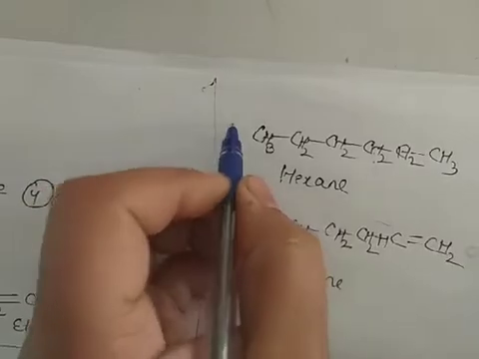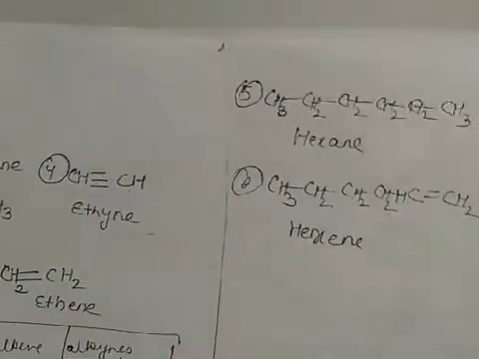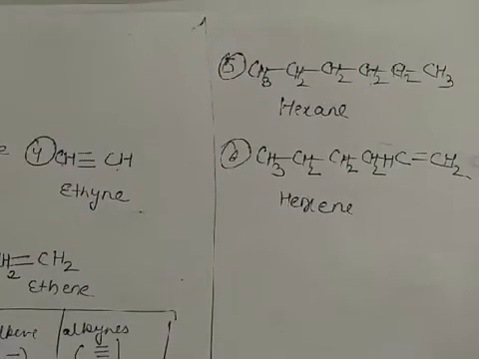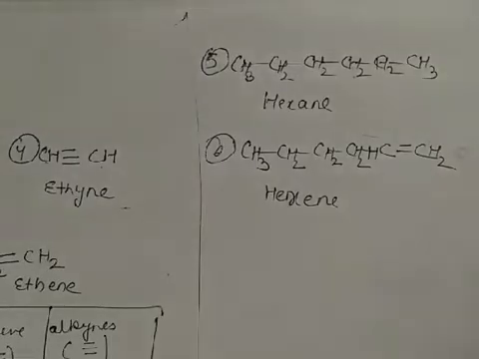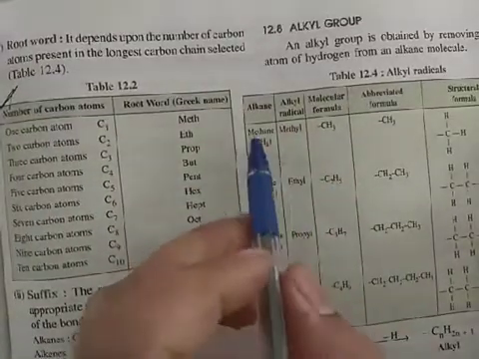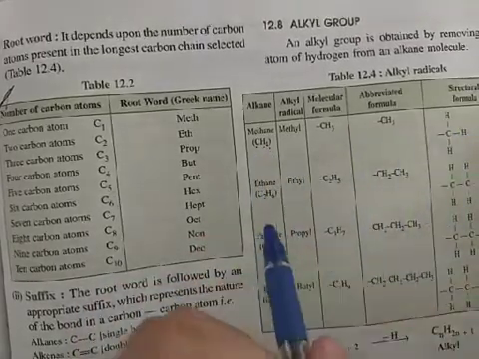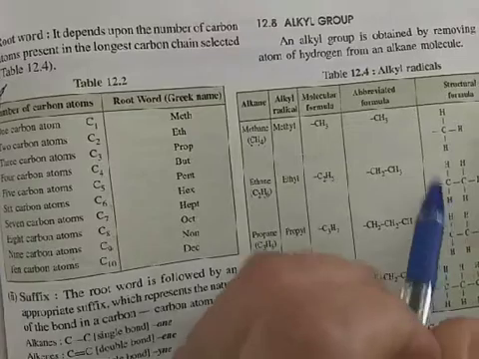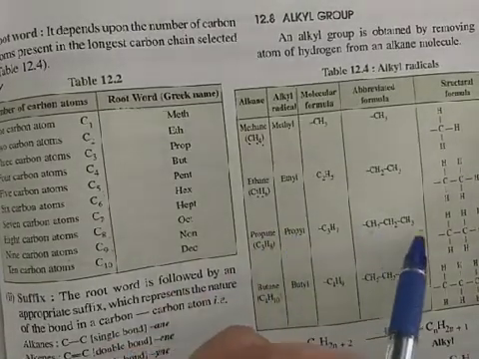So this is example number 5 and this is example number 6. Correct? This is what is there on your page number 189. You can see these examples, and I'll explain them from the book. Methane means CH4. Ethane means C2H6. Propane means 3 carbons.